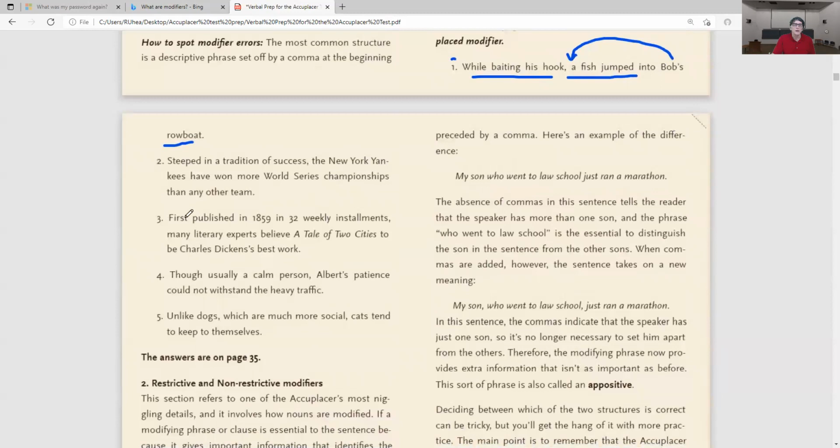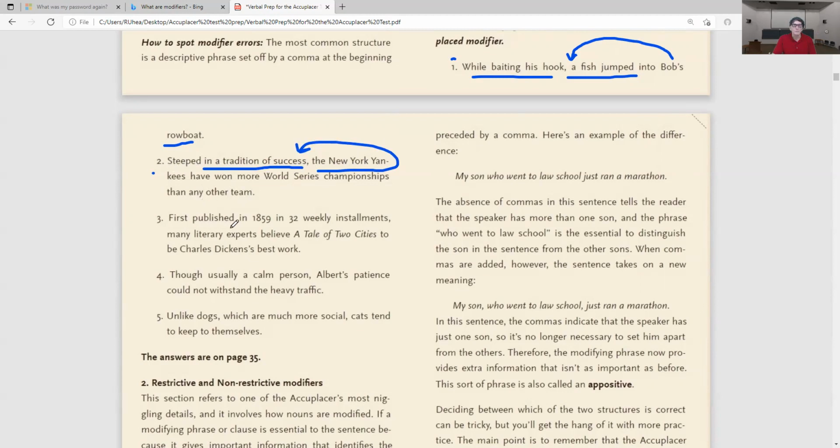Number 2, steeped in a tradition of success, the New York Yankees have won more World Series championships than any other team. Now, the first part of the sentence, steeped in a tradition of success. Who was it that was steeped in a tradition of success? It was the New York Yankees. That comes right after the comma. So we know it's correctly placed. So number 2 is correct.